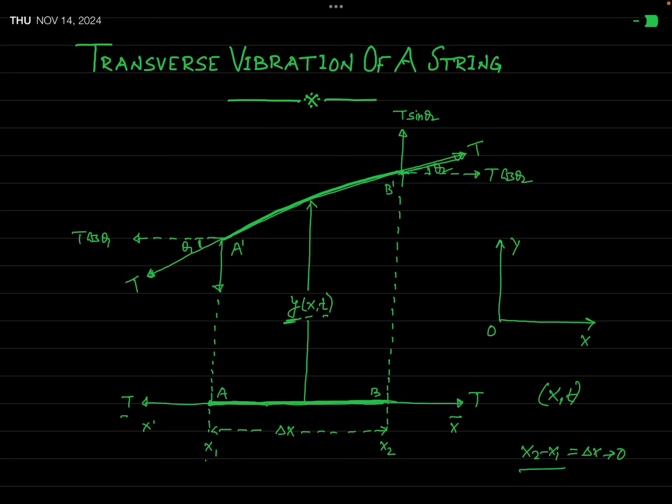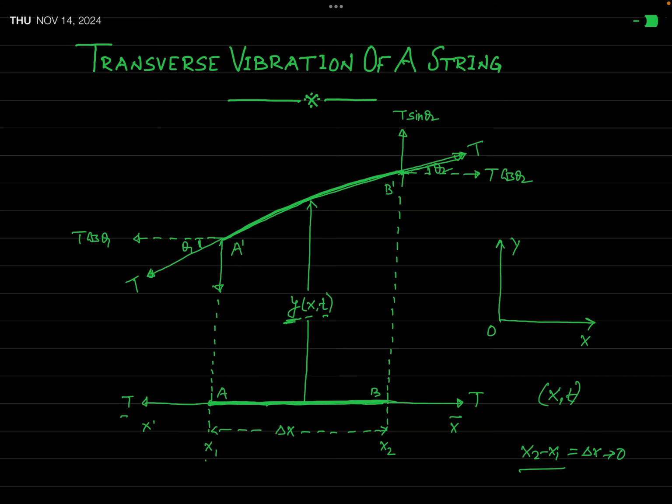Okay. Now actually, finding the resultant force on this segment A dash B dash at its displaced position, we will write its equation of motion on the basis of Newton's second law of motion.